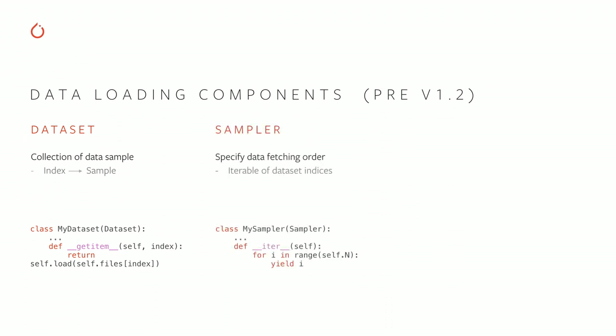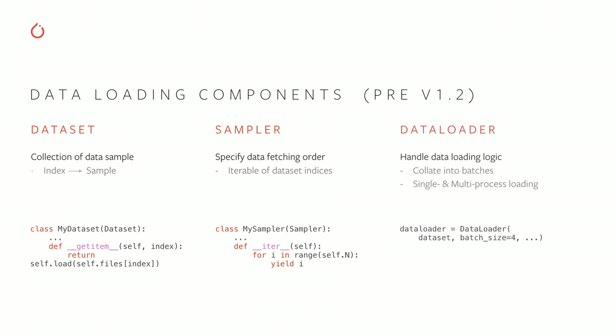And the next component is the sampler. Now we have a dataset that takes an index and feeds out a data sample, but we also need to specify which sample we want. So the sampler is essentially what we use to specify the data loading order, and it can be viewed as a stream of dataset indices. Here is a simple example of a sampler that just feeds out sequential indices from 0 to m-1.